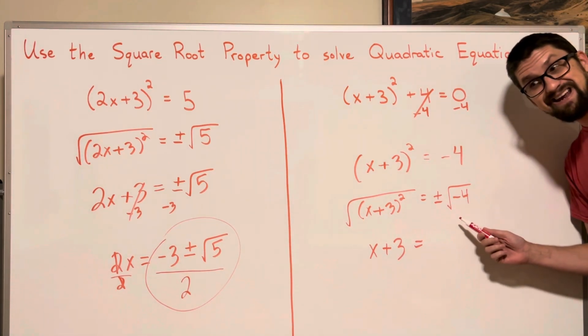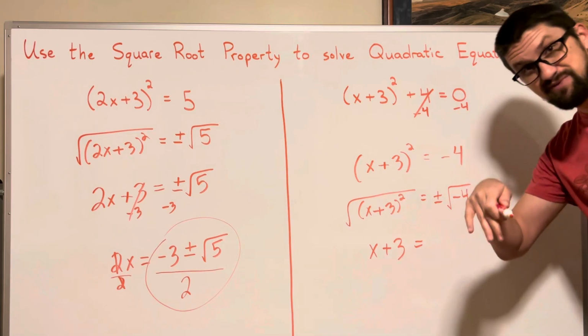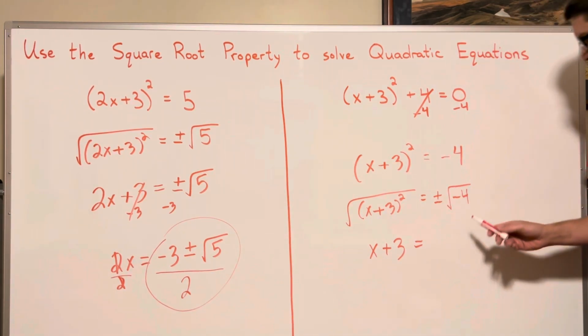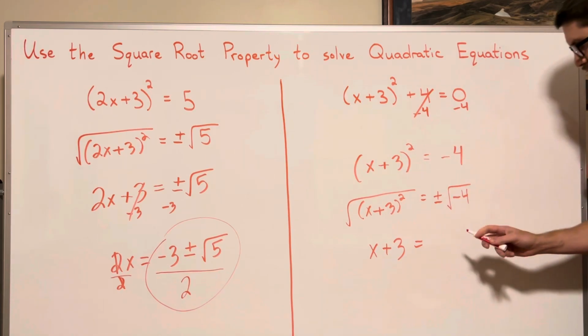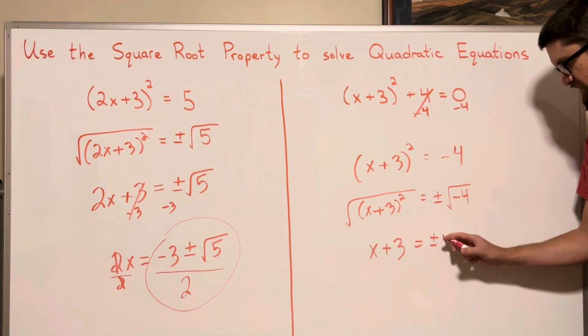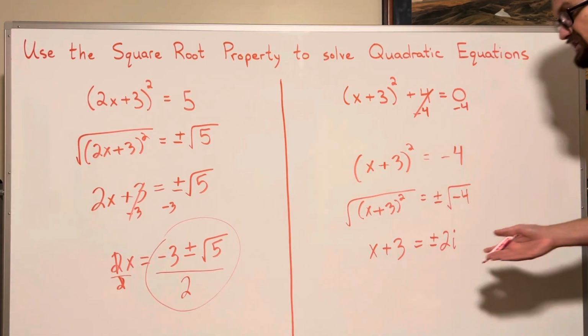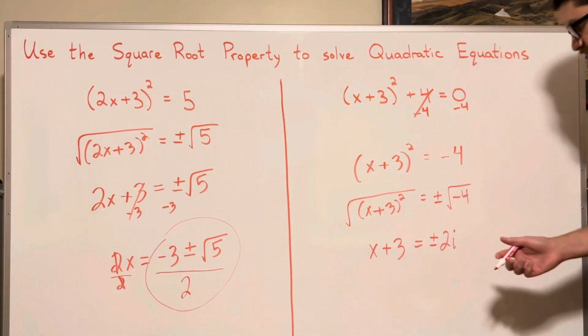Now, square root of negative 4, that's going to be imaginary. Remember, square root of negative 1 is i, and square root of 4 is 2. So this is going to come out to plus or minus 2i. You're going to end up with complex solutions here.